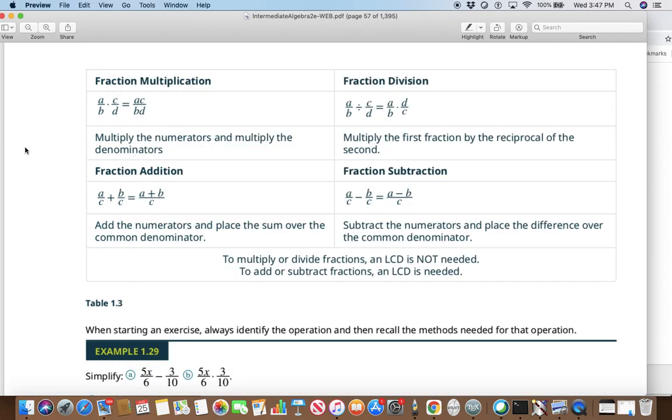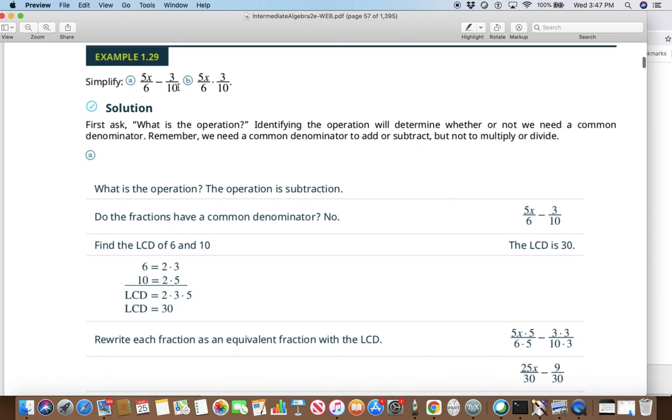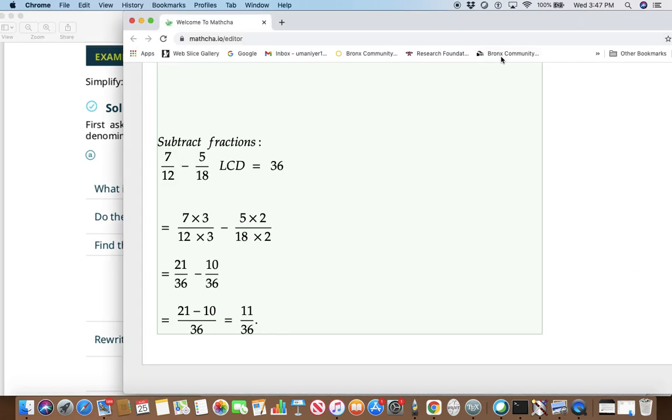So let's go over a little bit of review. Multiplication of fractions is straight across multiplication. Division of fractions: take the divisor, that's the second fraction, consider its reciprocal and then multiply across. Addition, you need a common denominator. Subtraction, you need a common denominator. Okay, if you don't have a common denominator, you can find the least common denominator. So let's simplify these two cases, right?